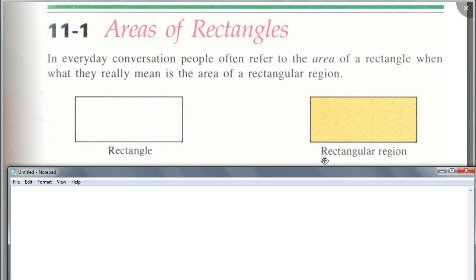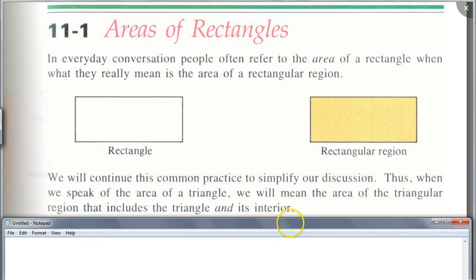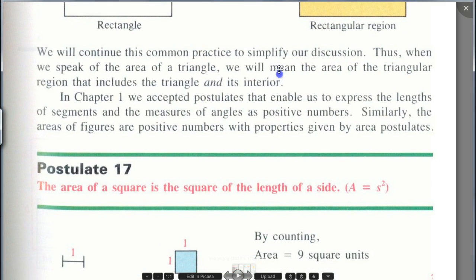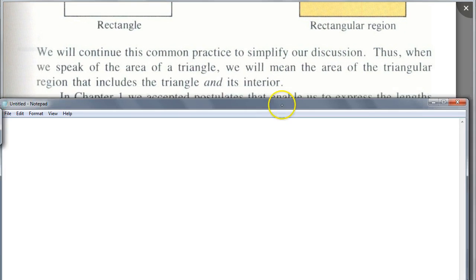In everyday conversation, people often refer to the area of a rectangle when what they really mean is the area of a rectangular region. Yeah, because rectangle is just a four-sided figure, right? If we're talking about area, we mean the area of the rectangular region. But it's okay. We could still use that, just be aware of it, okay? And as it says, we will continue to use this.